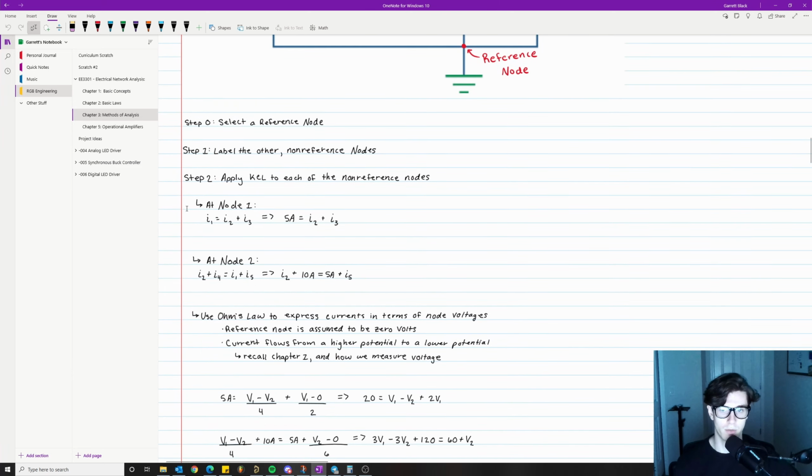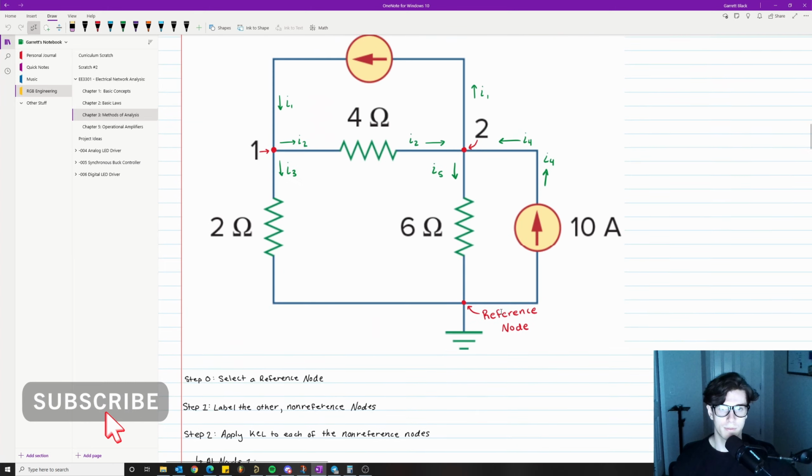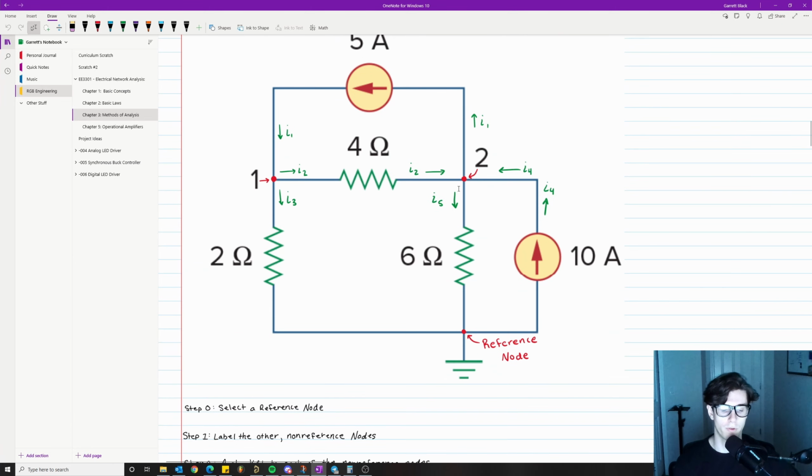I think we just covered I2 a second ago. We actually just covered I2, so we already know what I2 is. However, we can still talk about I5. So I5, let's take a look at I5. We're going from higher potential to lower potential. That means V2 is assumed to be the higher potential, and we're going to our reference node, which is assumed to be 0. So we have V2 minus 0 divided by 6 ohms.